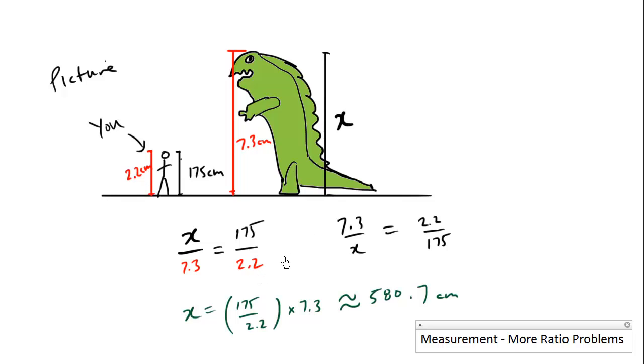So the key for these questions is to set up your ratio correctly. As long as you make the same type of measurement on the numerator and the other type on the denominator, it will be fine. In this case, the 7.3 and the 2.2 refer to the actual picture measurement using a ruler. These are the ruler measurements in red, whereas the real measurements were in black here. So as long as mentally you're keeping the numerators the same type of information and the denominators the same type of information, we should be fine.